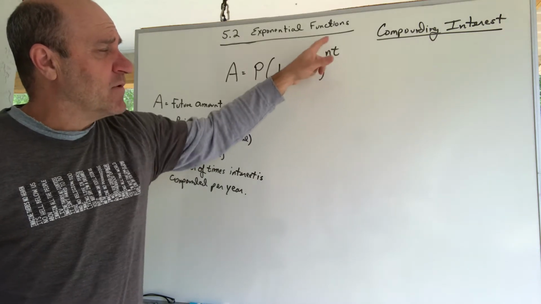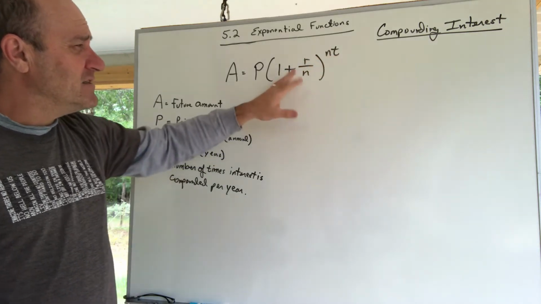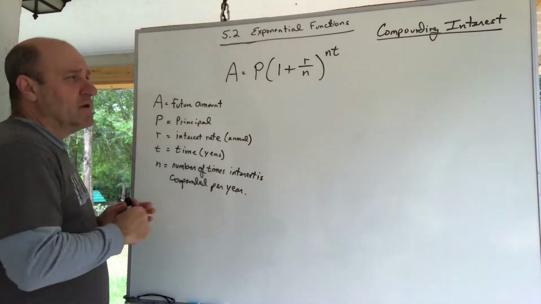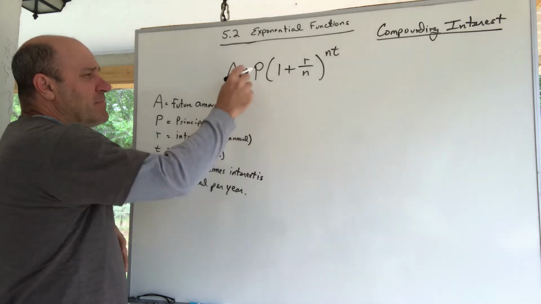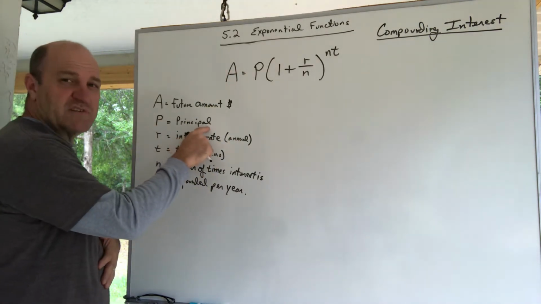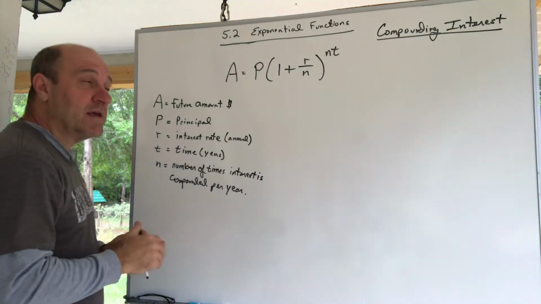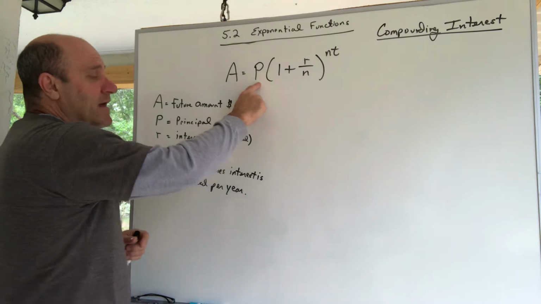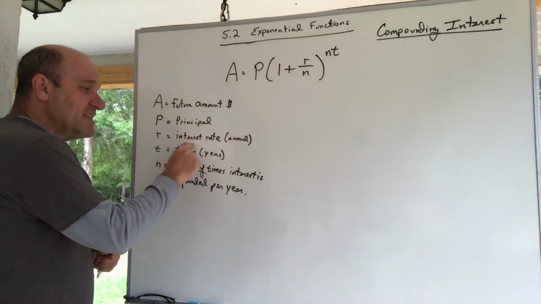So there's the exponent up there. Let's talk about this a second. A is the future amount of money. This is money deposited in the bank, and A is the future amount. P is called the principal, which is the original amount of money. So you start with a certain amount of money here. It's like the y-intercept. And then r is the interest rate.